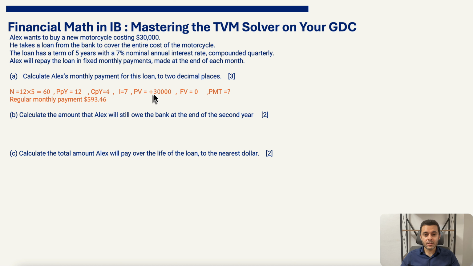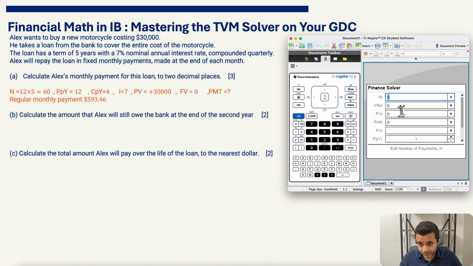The present value is positive $30,000. Because he's receiving the money, he's gaining the money, so that's why the value will be positive, as we explained. The future value will be 0 because at the end of the 5 years, when the loan is fully repaid, there's nothing left to be repaid. That's why the future value will be 0. The PMT is what we are looking for, which is the value of each of those monthly recurring payments. I've calculated this in the calculator and I got this answer. And now I will show you how to get it in the calculator.